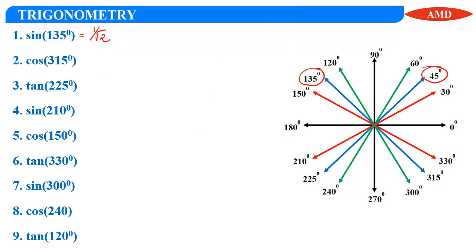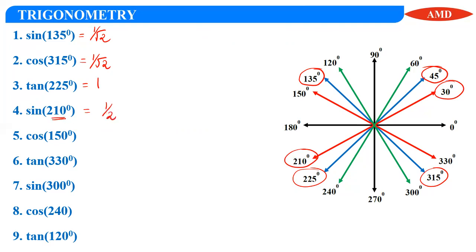Let us say cos 315. Its reflection in the first quadrant is again 45. So what is cos 45? It is 1 by root 2. Let us say tan 225. Its reflection in the first quadrant is 45. So tan 45 is equal to 1. Let's say sine 210. Its reflection in the first quadrant is 30 degree. So what is sine 30 degree? It is nothing but 1 by 2.